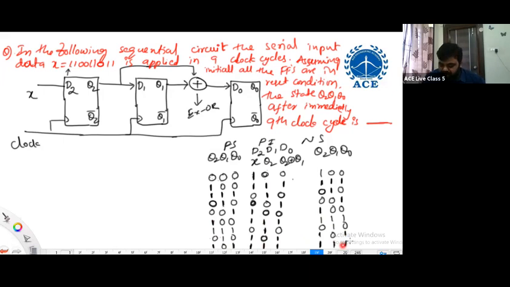After the ninth clock cycle, the state we are seeing is 1, 1, 1. After responding to the ninth bit of X, the state is becoming 1, 1, 1. Yes, correct. Very simple, right? Bit by bit, we are supplying X serially and observing what the next state can be, deriving the state after a specific number of bits. After the ninth clock cycle, the state will be 1, 1, 1.